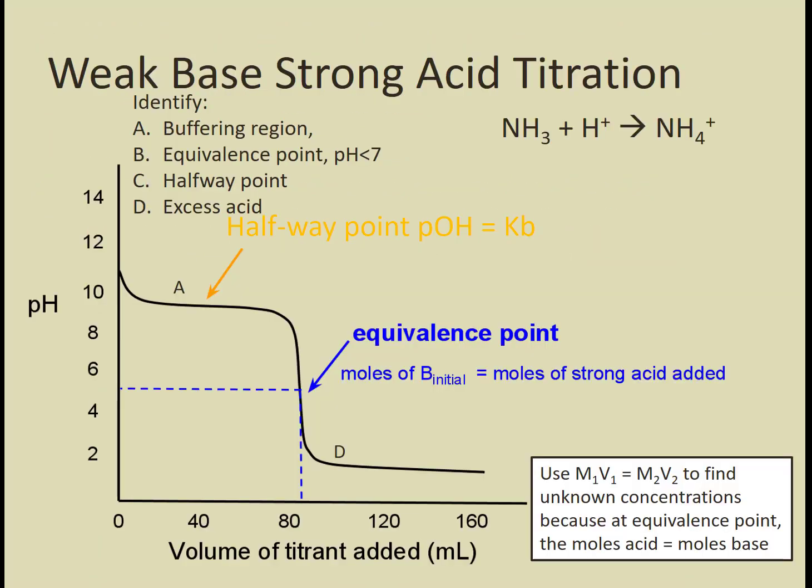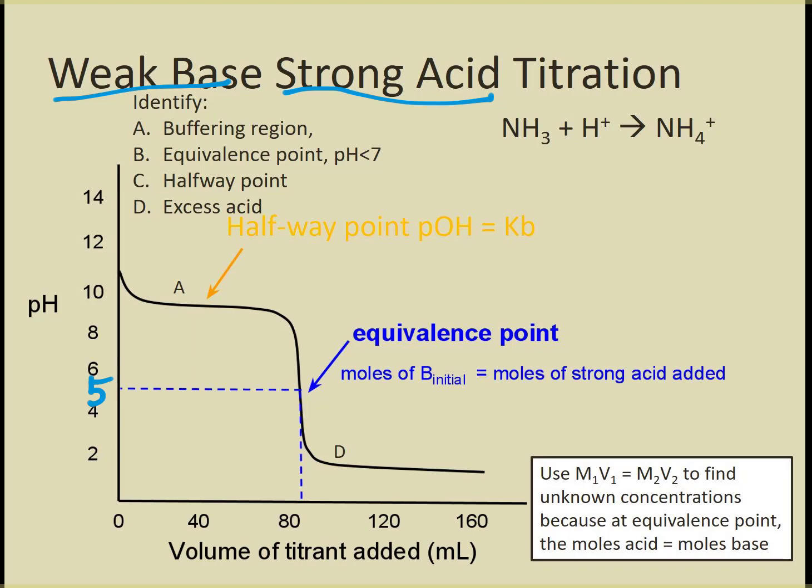All right, this one's starting with the base. So it looks a little bit different. So on this one, my equivalence point is less than 7. It's right around 5. So because of this, I know that this is a strong acid titration because it ends up being a little bit acidic. And that's because the weak base has a stronger conjugate acid.